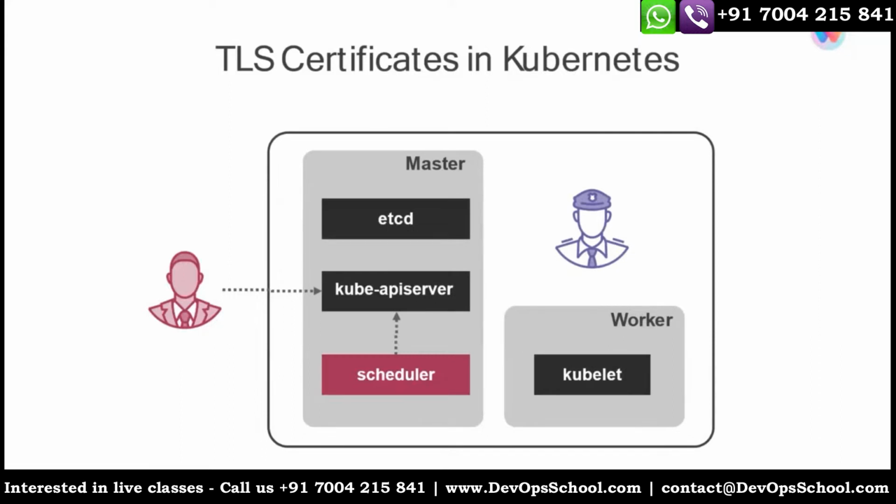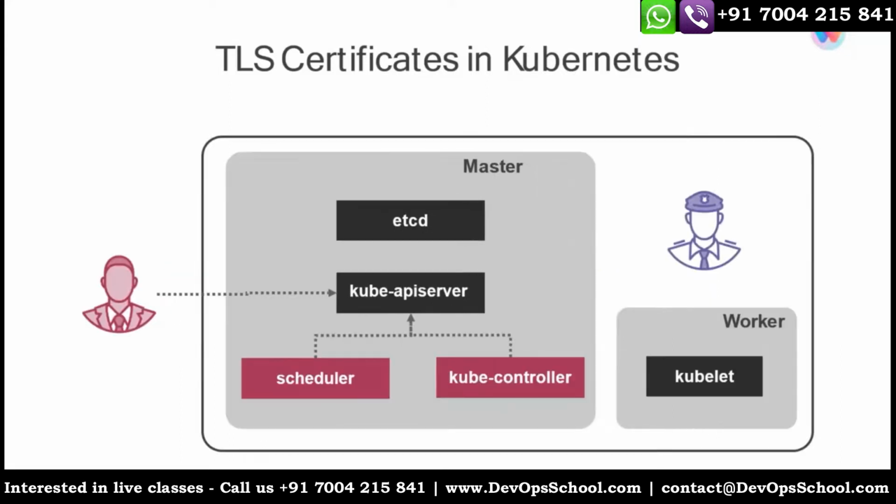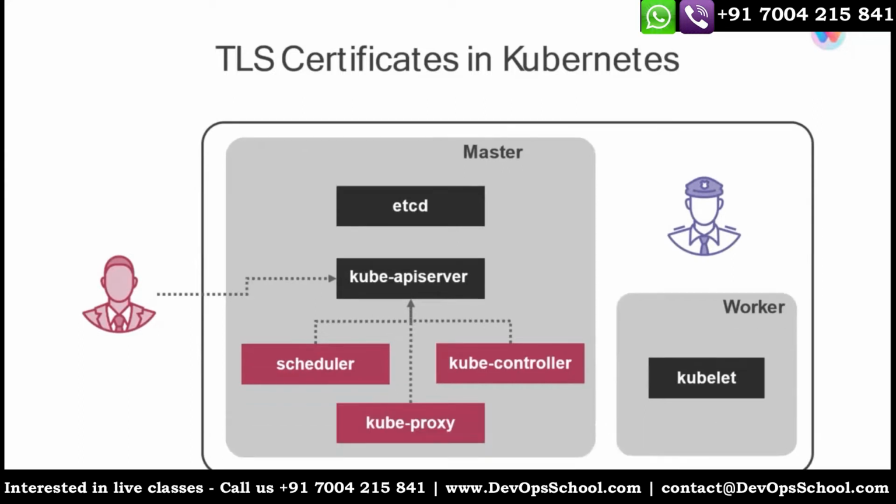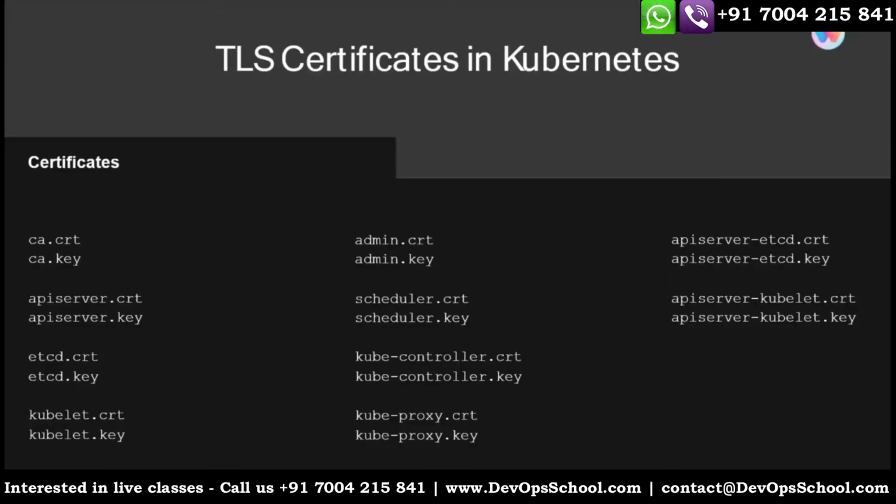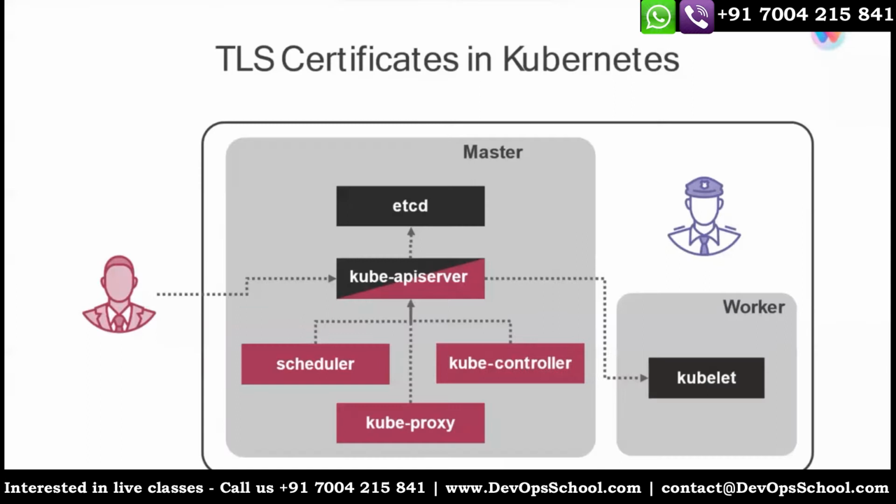Look at the arrow, it is important. Here again, look at this controller, and here you see that proxy is there. We discussed all this stuff, and here you see that kubelet talking to the API server. So this is the overall communication that happens.